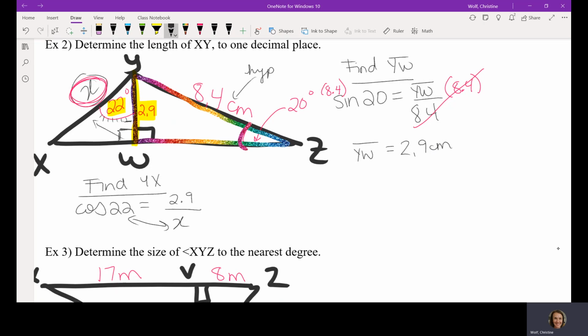Okay, so now the x is on the bottom. When the x is on the bottom, we do the flip-flop. So it'll be x equals 2.9 divided by the cos of 22. So now you have a division to do on your calculator. 2.9 divided by cos of 22 should equal 3.1 centimeters.